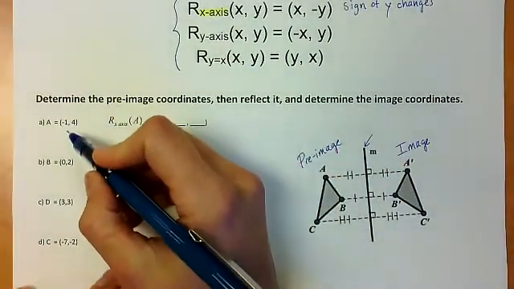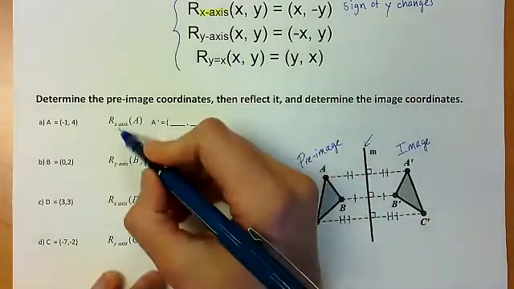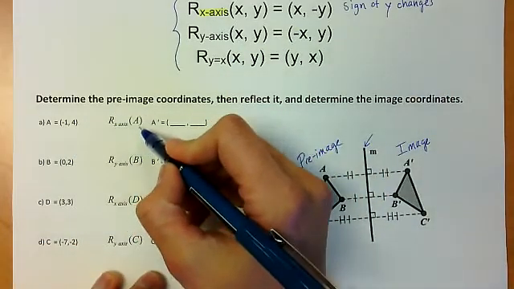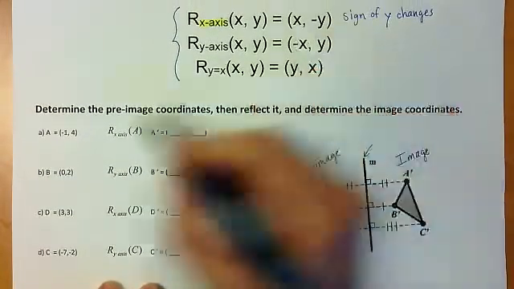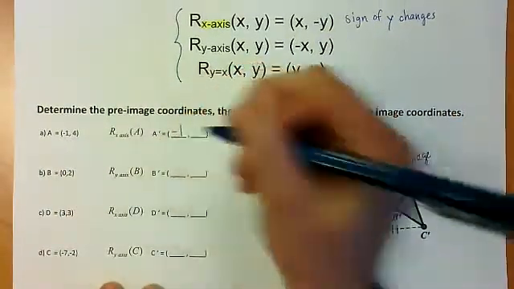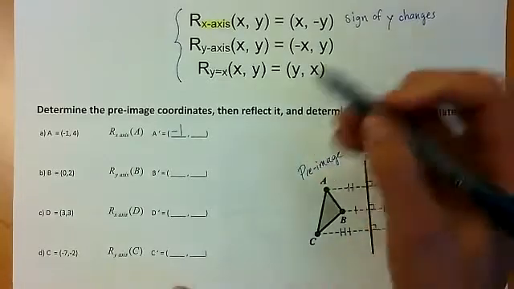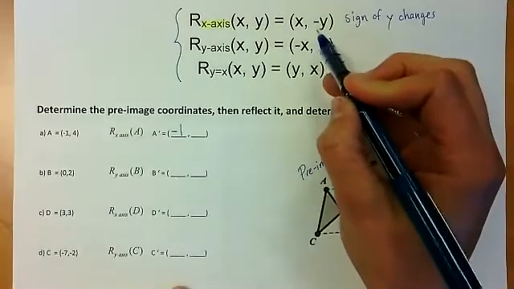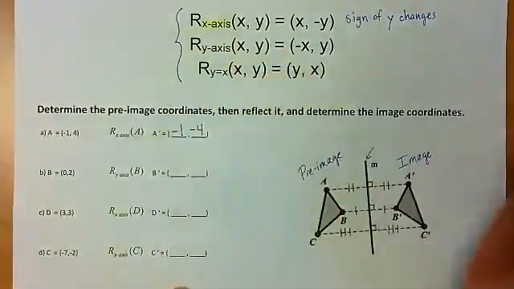So let's go down to this example here. I know the writing's small, but it says our point A is (-1, 4). I want to reflect this over the x-axis. So I'm going to keep the same exact x value. So -1 will be the same x value on my pre-image and my image. And then I'm going to take my y value and change the sign of it. So this is going to become -4.